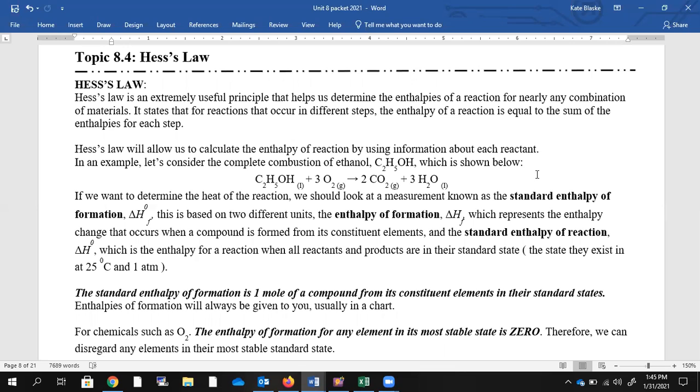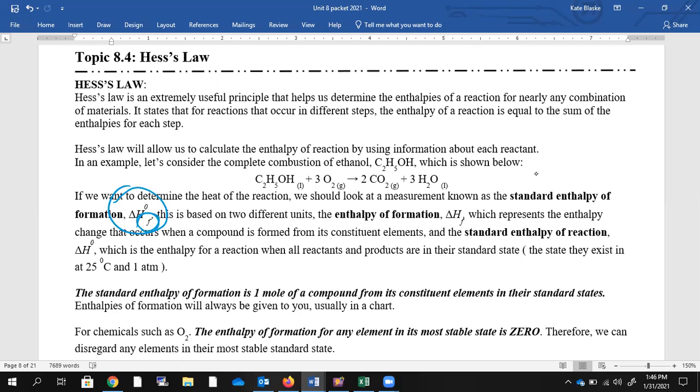is about when we already know the heats or the enthalpies for different chemical reactions. So for example, if I want to think about the complete combustion of ethanol, there's a couple different ways I can think about this. We could think about the standard enthalpies of formation for each of the substances in this chemical reaction. Notice we talked about what the heat of formation was last time, or enthalpy of formation, what that little f was, right?